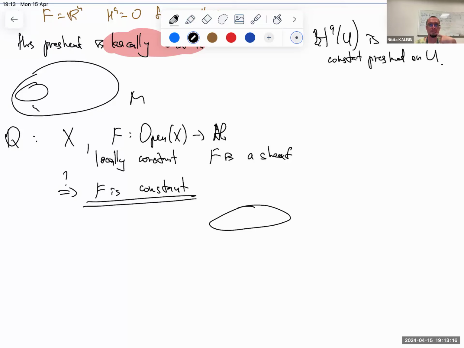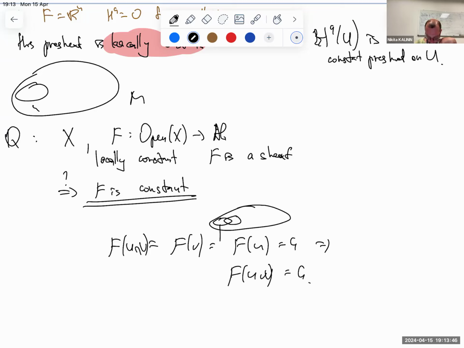Yeah, I think so. So how to prove it? I think you just need to prove some kind of Mayer-Vietoris theorem, right? So if you have two open sets, and we know that F of U is G, equals F of V, equals F of U intersect V, then we need to show that F of U union V is also G. Right? How to show it?